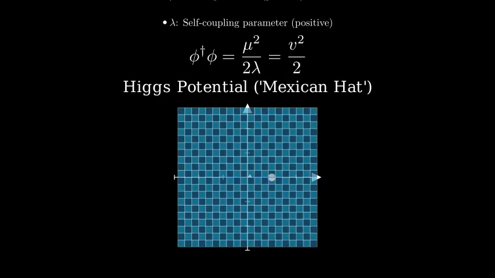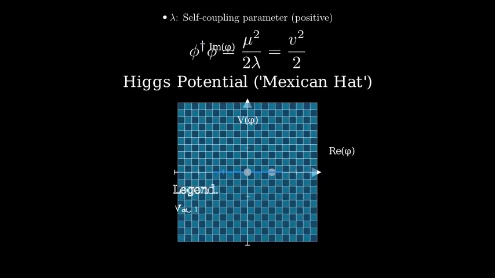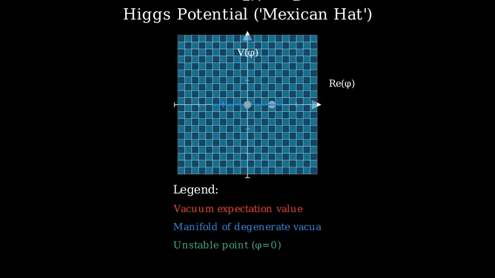This non-zero vacuum expectation value triggers spontaneous symmetry breaking, leading to the Higgs mechanism, which gives mass to the W and Z bosons while keeping the photon massless.